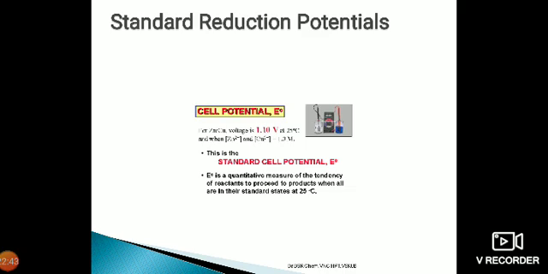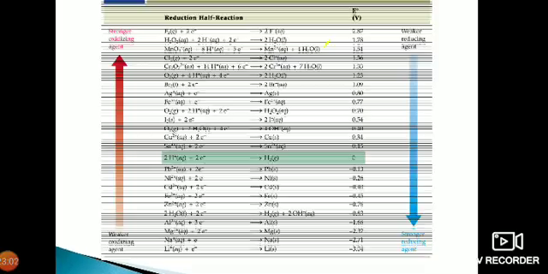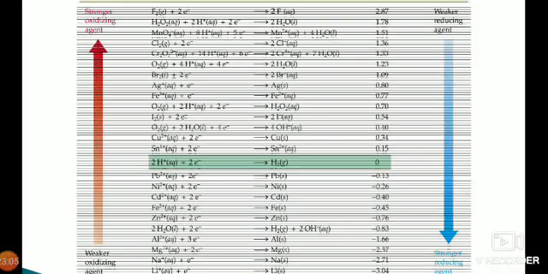And E0 is the quantitative measure of the tendency of reactants to proceed to products when all are in their standard states at 25 degrees centigrade. So depending upon their electrode potentials, whether they are more prone to oxidation or more prone to reduction, this table is considered the electrochemical series, where we have hydrogen at the center, which is arbitrarily given zero potential. The electrodes placed above hydrogen are more prone to reduction, whereas the electrodes placed below hydrogen are more prone to oxidation.